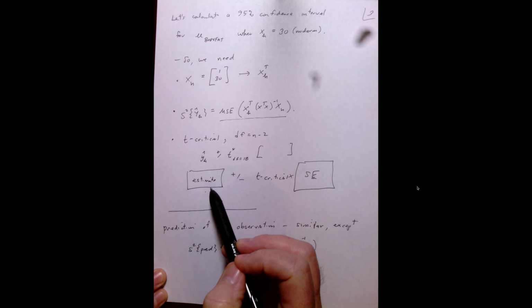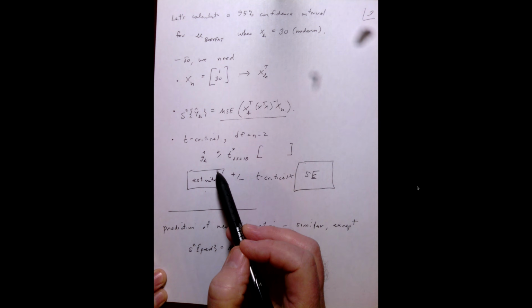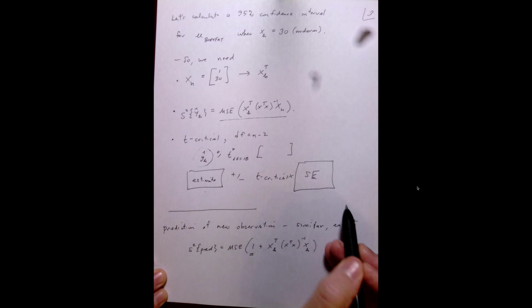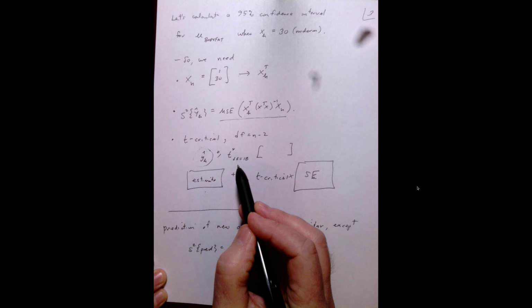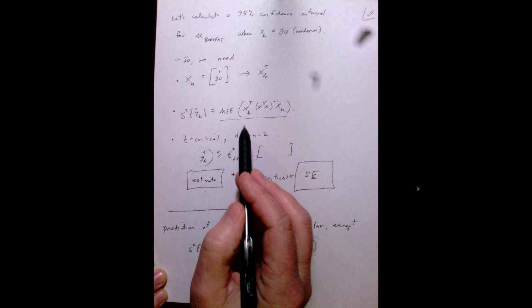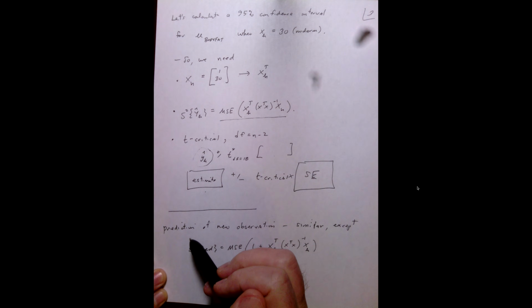To get the confidence interval, we'll get the estimate, which will be found by calculating the predicted value. And we'll need our t-critical. And then we'll need our standard error, which we can get by taking the square root of this right here.